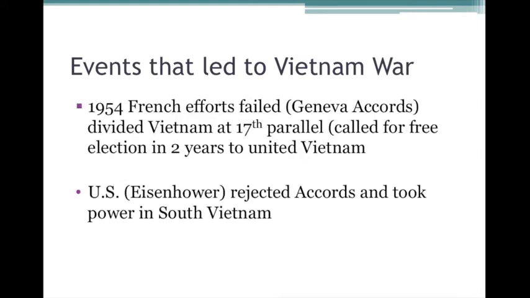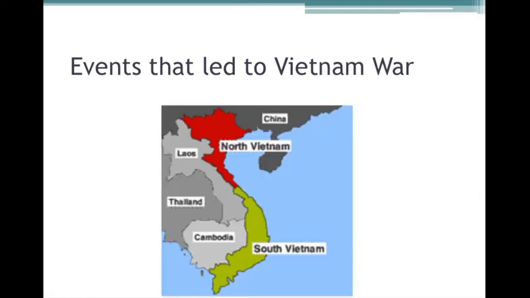In 1954, the French efforts failed, and it will end with what was referred to as the Geneva Accords. The Geneva Accords divided Vietnam at the 17th parallel, and it also called for a free election in 2 years to unite Vietnam. However, the U.S., then President Eisenhower, rejected the accords and took power in South Vietnam. And this is what it looked like at the Geneva Accords.